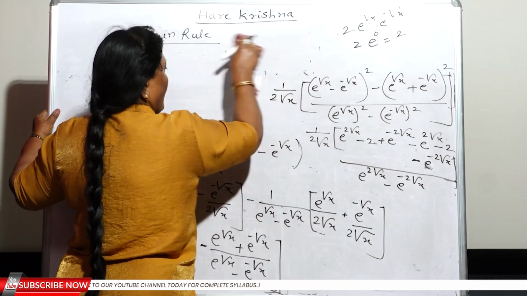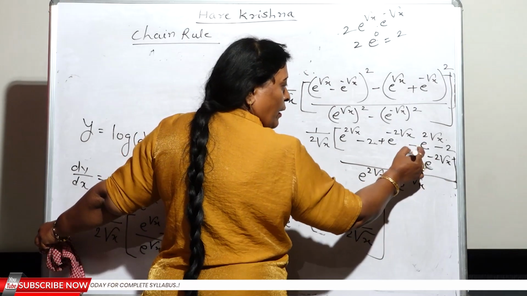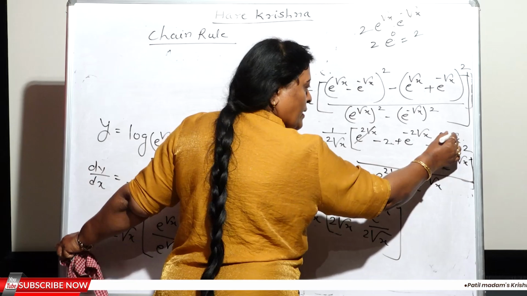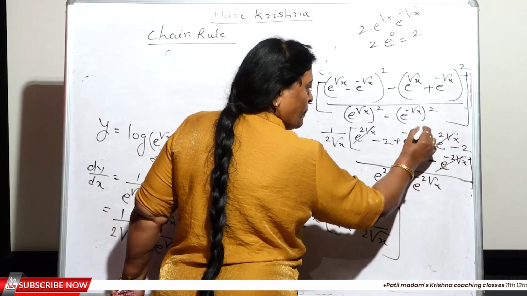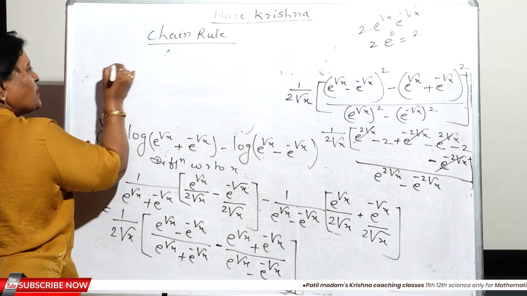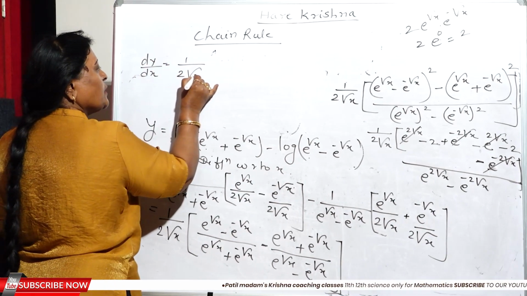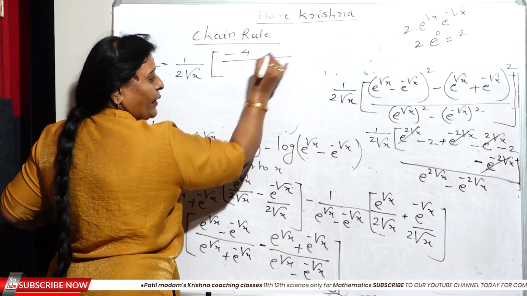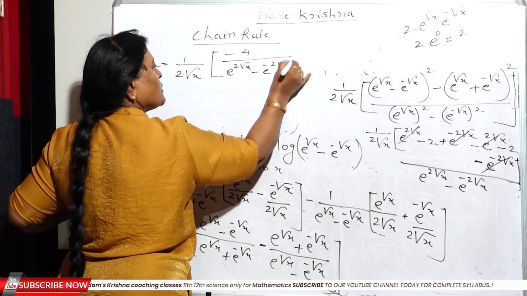Now see the simplification here. If you observe this, e to the power 2 root x, e to the power 2 root x, this is minus, this is plus, they get cancelled. Again, e to the power minus 2 root x, e to the power minus 2 root x, again plus and minus get cancelled. Minus 2 minus 2 is equal to minus 4. So dy by dx you have got 1 upon 2 root x into minus 4 divided by e raised to 2 root x minus e raised to minus 2 root x, isn't it?